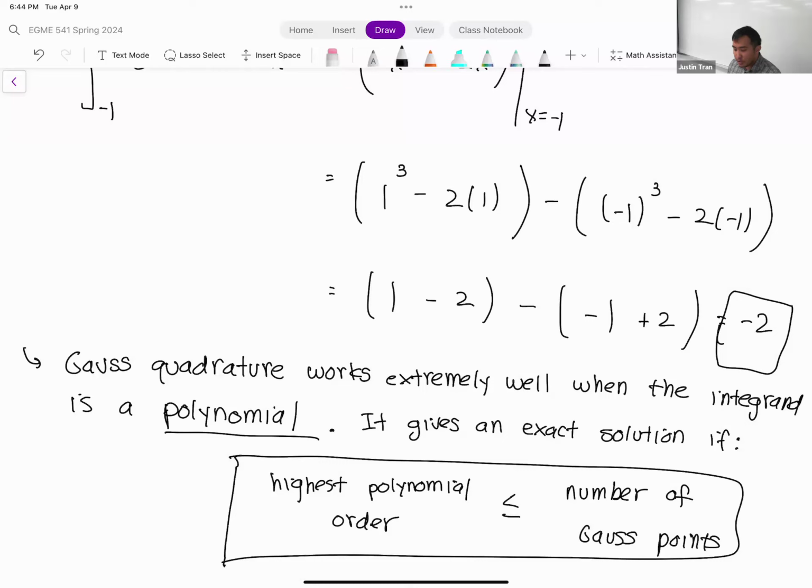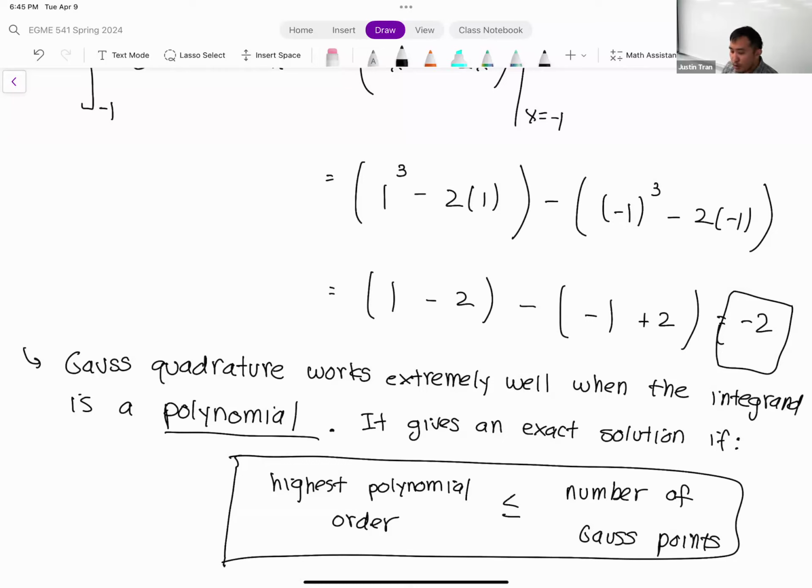All right, question in the chat. How does it perform for exponential or logarithmic integrands? It still performs well, and it's not going to give you a completely erroneous result. It's just that you probably need more Gauss points in those situations. We're going to come across situations in finite elements where we have exponential or logarithmic or sinusoidal integrands. We're still going to use Gauss quadrature, with the understanding that it may not work as well.